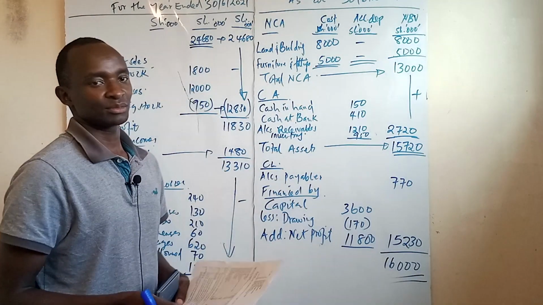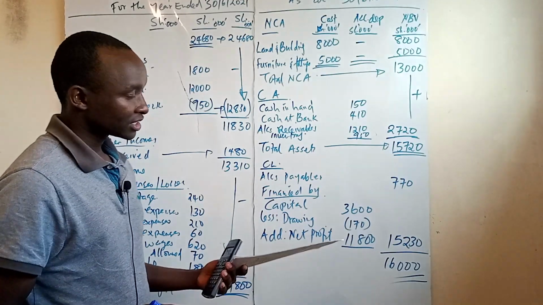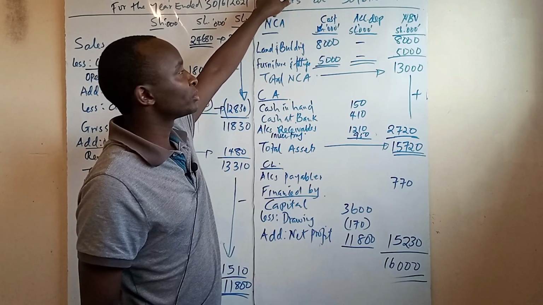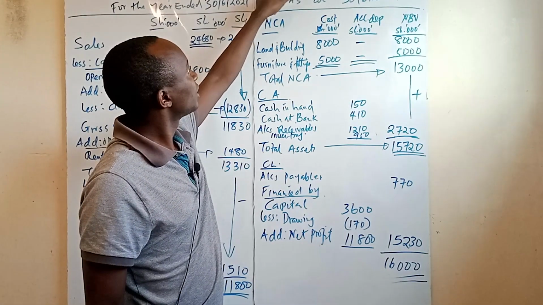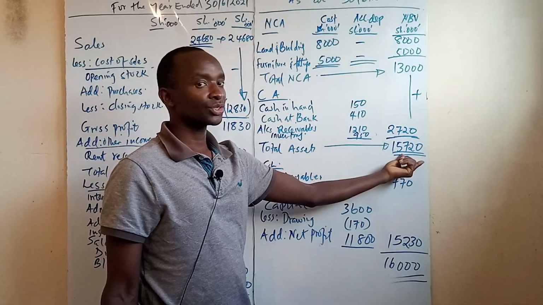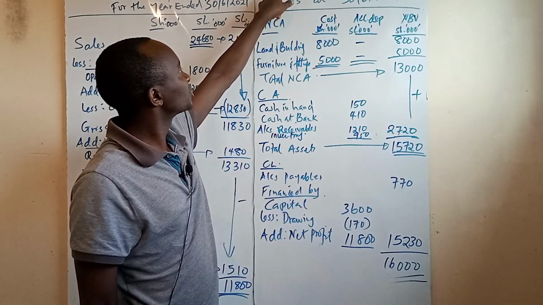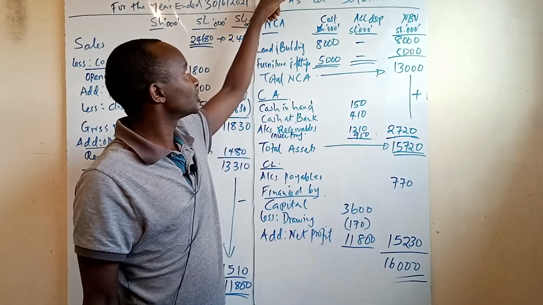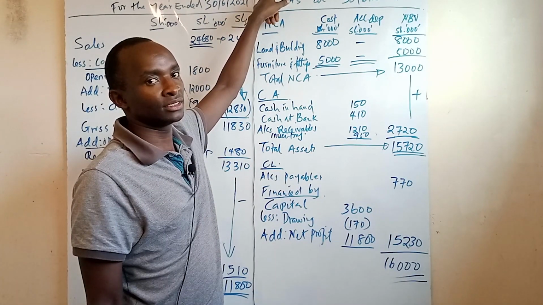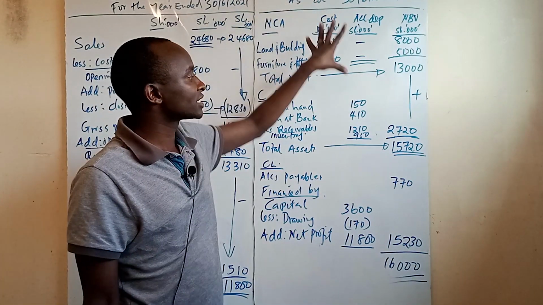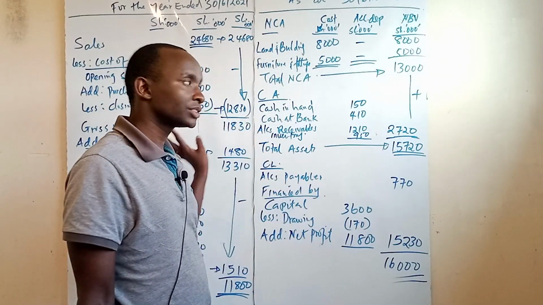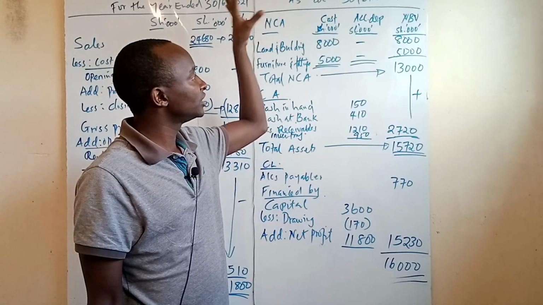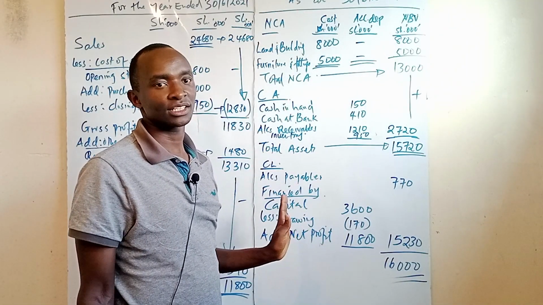So ladies and gentlemen, I'm doing this intentionally to show you. We said the assets is equal to capital plus liabilities. Our total assets are 15,720, but our total of capital and liabilities is 16,000. So that means the accounting equation has not been obeyed. So it means there is some omission we've made in our calculations, or in what we entered here, or we miscalculated some of the things here.